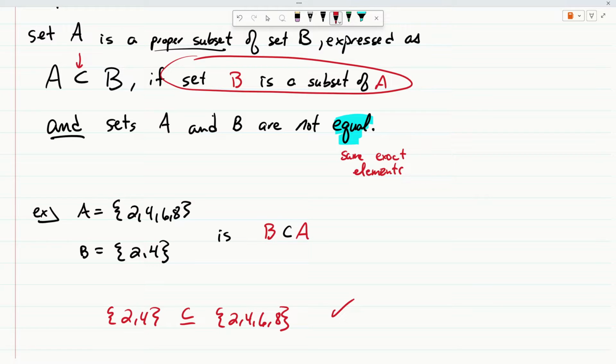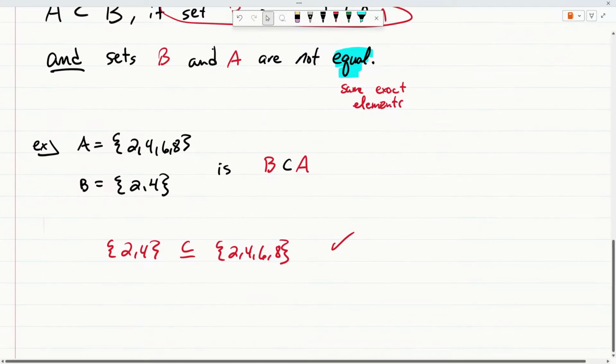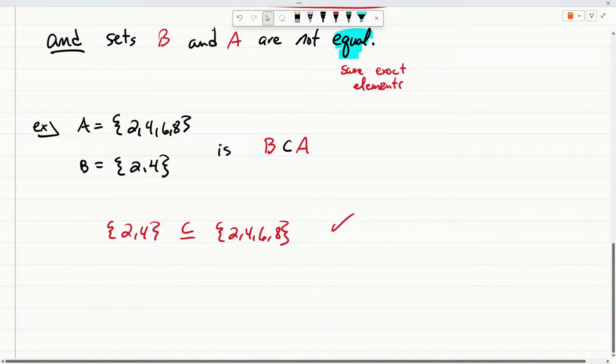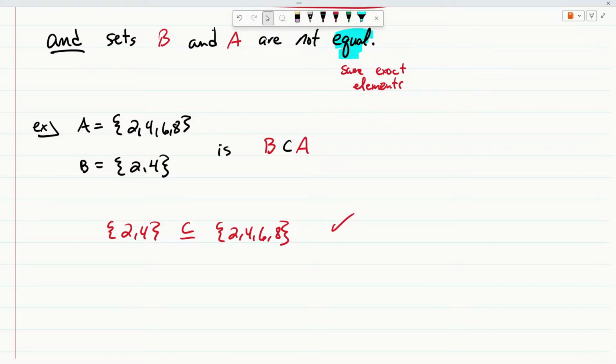Now, here's where the second part of this statement kicks in. Are sets B and A not equal? Meaning, do they not have the same elements? Well, if you look at 2, 4 and you look at 2, 4, 6, 8, they do not have the same exact elements. B has less. So not only is this a subset, we would call this a proper subset. And that's because we satisfied this condition. They are not equal. All right? So you have to be really careful about the definitions. Just make sure you're reading them and you're applying them properly.